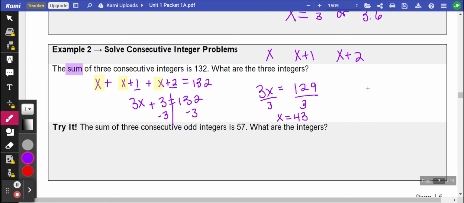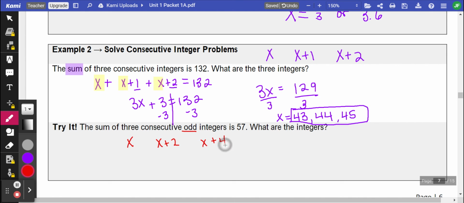So if they ask for 3 consecutive integers, that means the 3 numbers in a row. The first one's 43, the second one is 44, and the third one is 45. So if you checked this and added these 3 numbers together, you should get 132. The only note I want to add for this next one before you try it is if my first number is x, because they're odd, we actually skip a number. The second one is going to be x plus 2, and the third one is going to be x plus 4. So that's going to help you set this up to get that going, and then go ahead and solve from there.